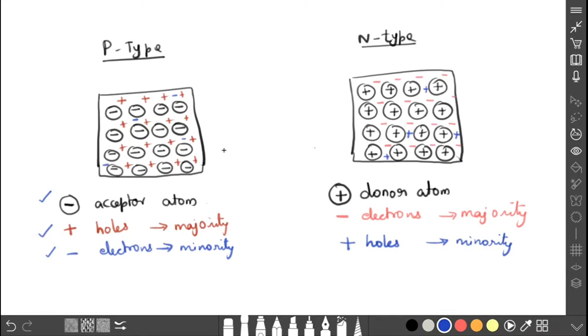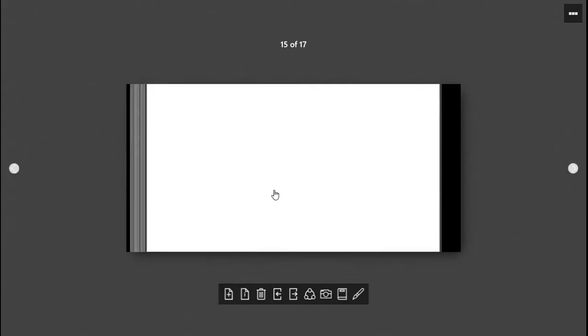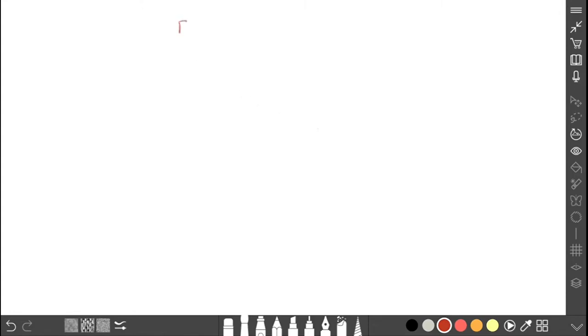I hope you understand this diagram. Now we have clarity about what is p-type and what is n-type. The next step is the PN junction. Once the p and n-type are combined together, what will happen? That is the formation of the PN junction. Previously we discussed the separate p-type material and the n-type material.